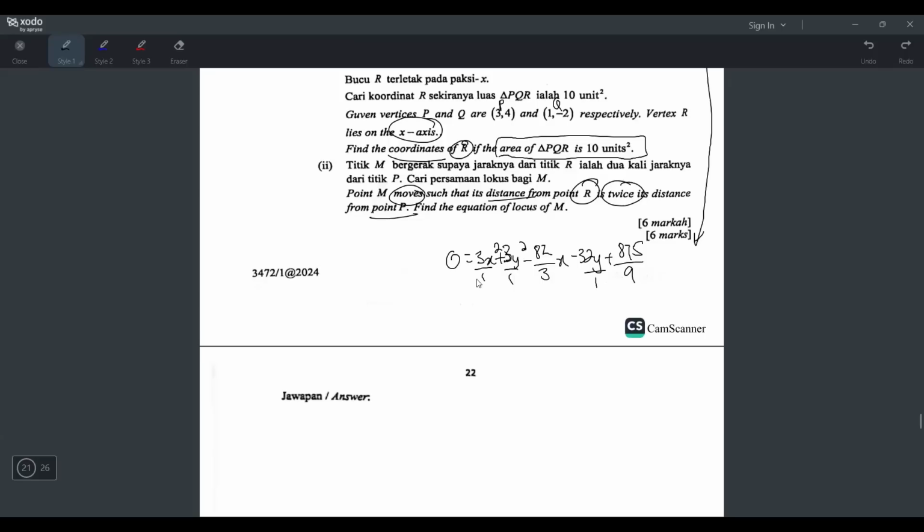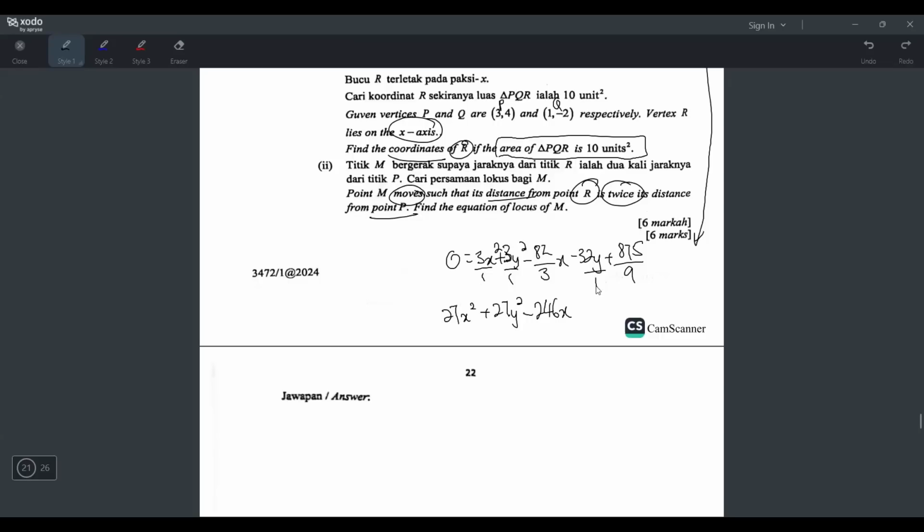So how to make this over 9? Times 9 times 9. But when you do that, atas pun kena times 9. So you end up with 9 times 3, which is 27x squared. And then plus with this one times 9 also, because you want to make it over 9, right? So it becomes 9 times 3 is 27. So 27y squared. Okay, this one don't times 9, huh? This one is over 3. So over 3, how to become over 9? Times 3, cukup already. So 82 times 3, 246. Negative 246. Okay.